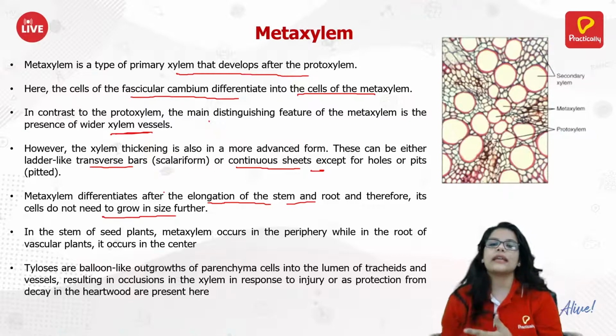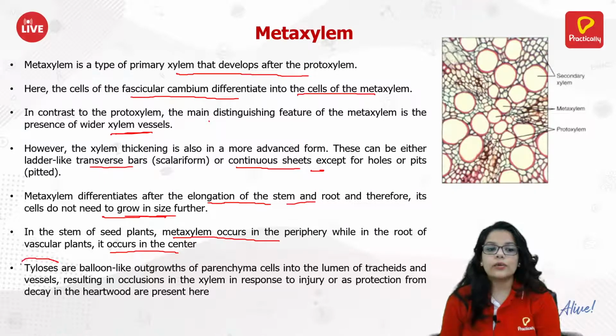Therefore these cells do not need to grow in size any further. These are formed after the protoxylem, and they are the last ones to grow. In the stem of seed plants, metaxylem occurs in the periphery, while in the root it occurs in the center. Metaxylem has something called tyloses, which are outgrowths of parenchyma cells into the lumen of tracheids and vessels, resulting in occlusions in the xylem in response to injury or as protection from decay.